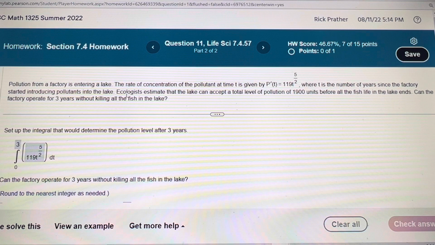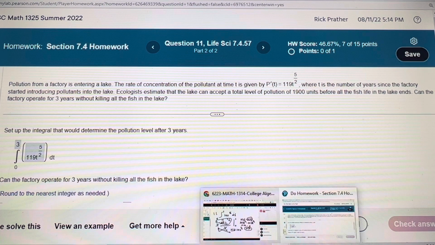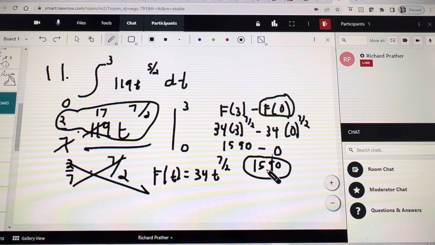So the idea here is, it says ecologists estimate the lake can accept a total level of pollution of 1,900 units before all the fish life in the lake ends. So some factory is polluting a lake and it can kill all the fish if the level reaches 1,900. But our pollution level only reached 1,590, although it's starting to get dangerous, and maybe it is killing some of the fish, but it isn't killing them all.